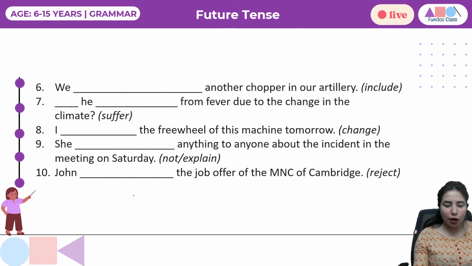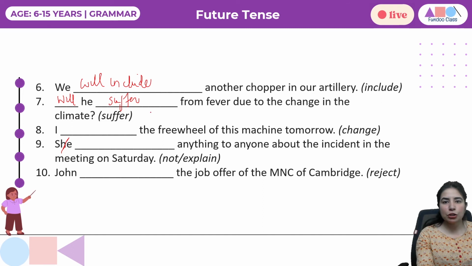So yes, we have got a lot of answers, and I'm very pleased to tell you that most of the answers are correct. Let's quickly discuss it. So yes, we will include another chopper. Will he suffer from fever due to the change in climate? Okay. I will change the free wheel of this machine tomorrow. So, action that's going to happen in the future.